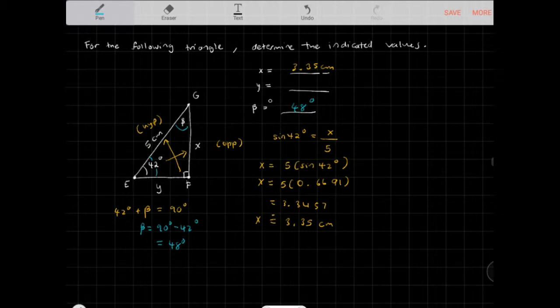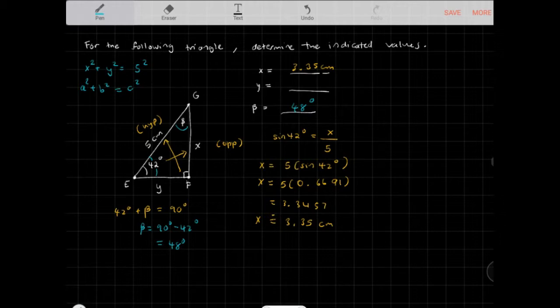Then you can solve for y in 3 different ways. You can use reference angle beta, you can use reference angle 42 degrees, or you can use the Pythagorean Theorem. We'll note that you'll get the same value, so I'm going to show you that. Remember that right angle triangles allow us to use the Pythagorean Theorem. So x squared plus y squared is equal to 5 squared, because a squared plus b squared should be equal to c squared according to the Pythagorean Theorem.